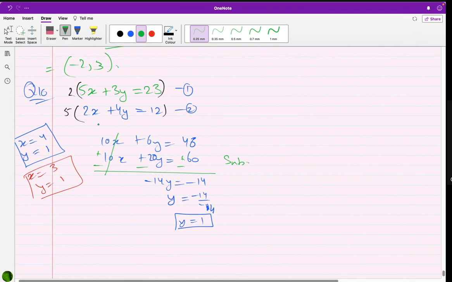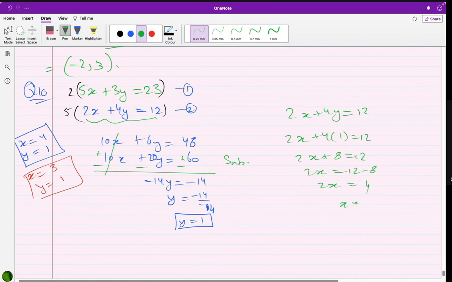And now x, selecting the second equation, 2x plus 4y equals 12. 2x plus 4 into 1 equals 12. 2x plus 8. 2x equals 12 minus 8. 2x is equal to 4 and x is equal to 2. Okay, all three of us are getting different x.